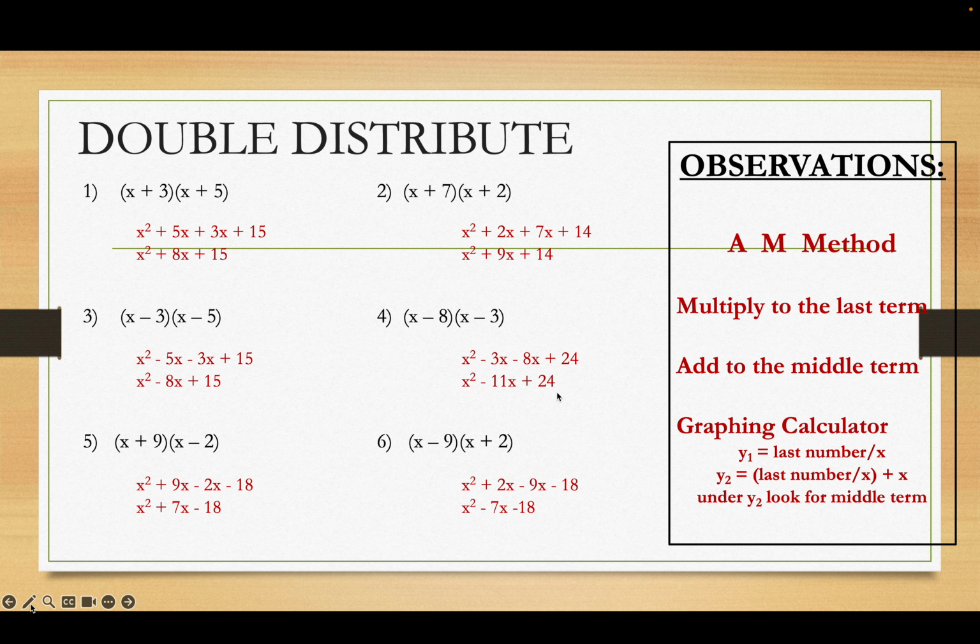You would put for y1, 24 divided by x. For y2, you would put parenthesis, 24 divided by x, close the parenthesis, plus x. And then in the y2 column, the last column, you would be looking for negative 11. When you found that negative 11, the 2 previous columns, in either order, it doesn't matter, would be negative 8 and negative 3. So that means your factors are x minus 8 and x minus 3.